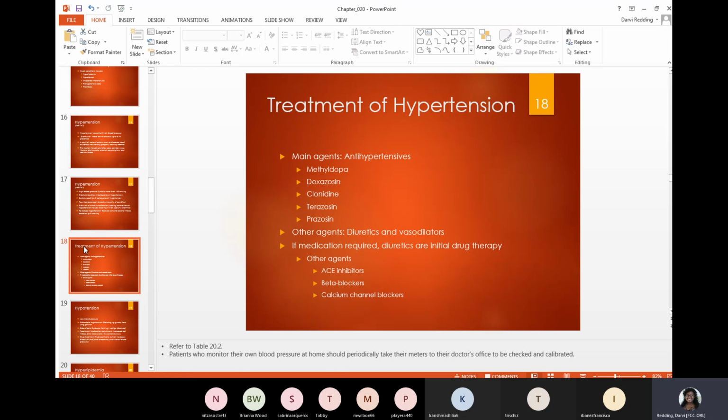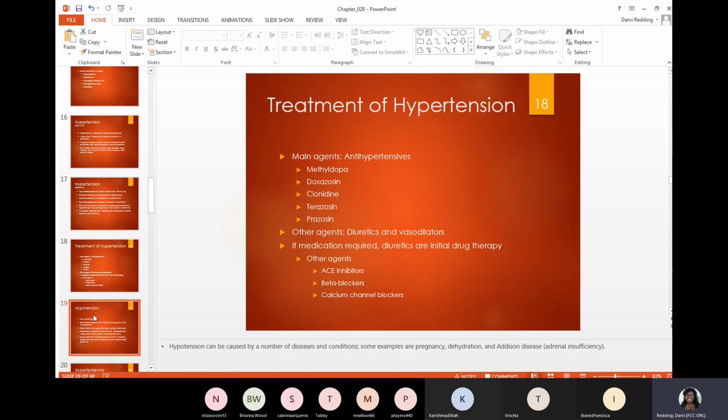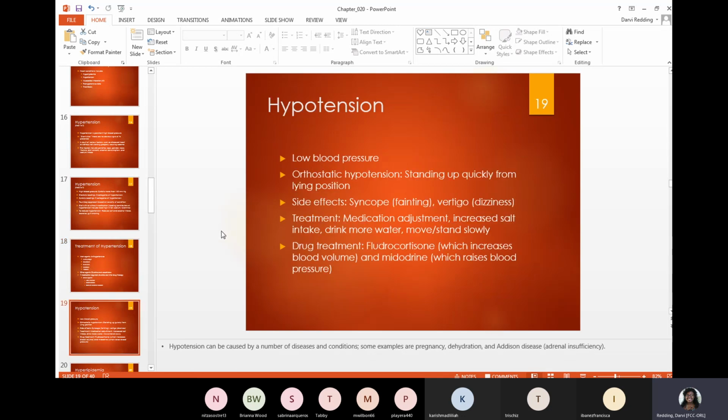How do we know the difference between high blood pressure and low blood pressure? Well, anytime you see the word hyper, that means high. Tension is another word for pressure. So hypertension means high pressure, so high blood pressure. Hypotension, hypo, means low blood pressure. So there are some conditions where people may experience standing up too quickly from a lying position. This would be considered orthostatic hypotension. Remember, hypotension means low blood pressure, and hypertension means high blood pressure.